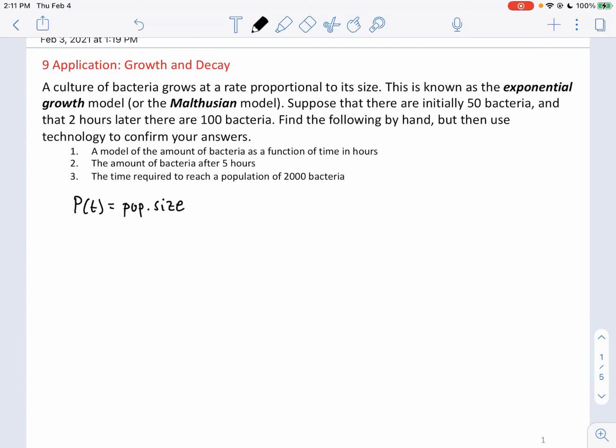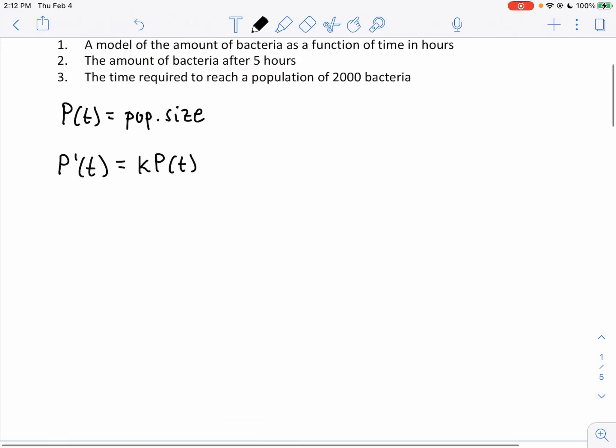We have something that's changing, and we're reading here that this growth rate, so the rate at which it's changing, in other words, P prime, this is the growth rate, is proportional to its size. So that means it's equal to some constant times its size. We're going to use t as the independent variable. You could just write this as simply P prime is equal to kP. The rate of change of population is proportional to its population size. And this is a differential equation.